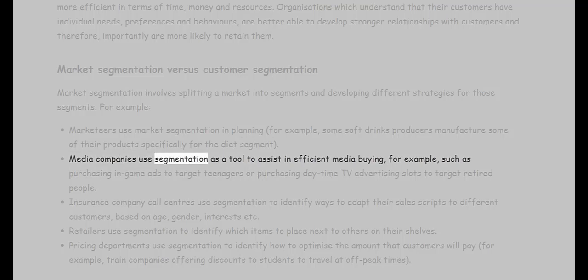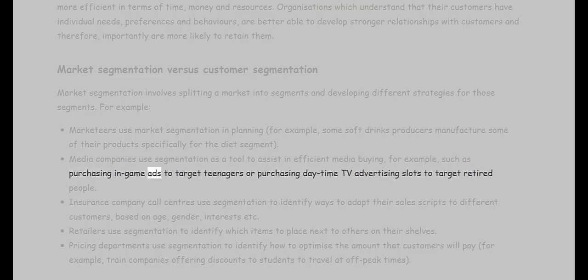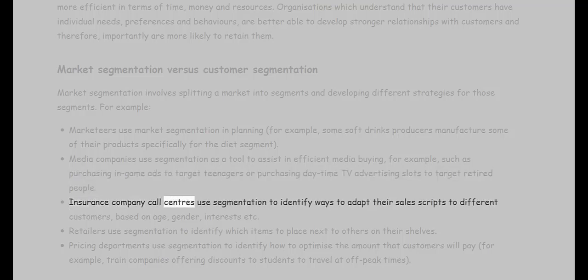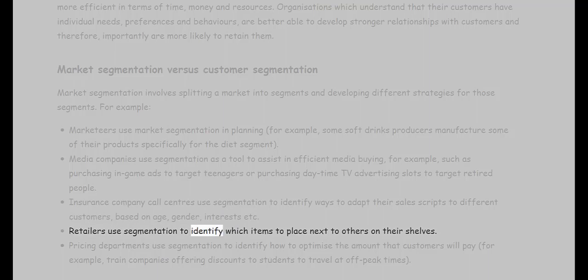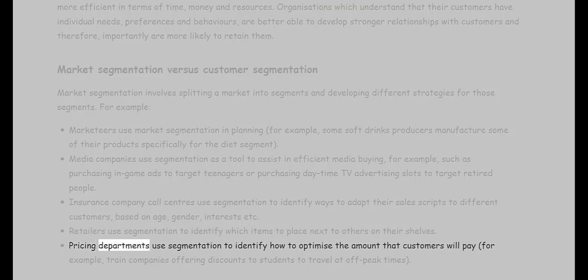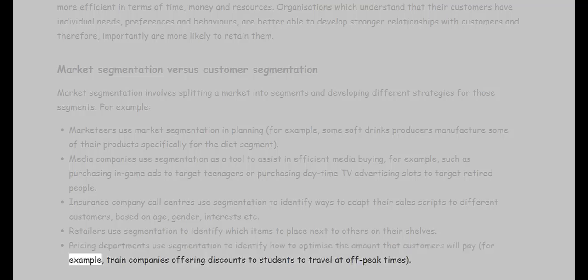Media companies use segmentation as a tool to assist in efficient media buying, for example, purchasing in-game ads to target teenagers or purchasing daytime TV advertising slots to target retired people. Insurance company call centers use segmentation to identify ways to adapt their sales scripts to different customers, based on age, gender, interests, etc. Retailers use segmentation to identify which items to place next to others on their shelves. Pricing departments use segmentation to identify how to optimize the amount that customers will pay, for example, train companies offering discounts to students to travel at off-peak times.